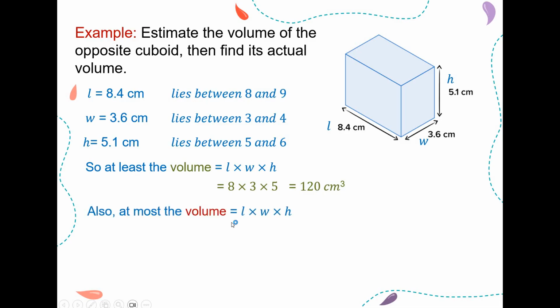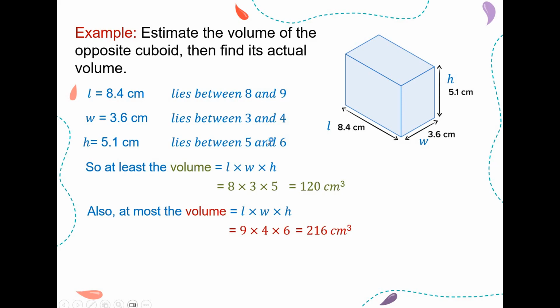Or it can be at the most. Most means what? The greatest estimation. If I estimate them to the largest numbers, 9 and 4 and 6, I multiply these 3 dimensions, which are 9 times 4 times 6. 9 times 4 is 36. 36 times 6 equals what? 216 centimeters cubed. So at least the volume can be 120, and at most the volume can be 216. It means the actual volume has to be between these two numbers.